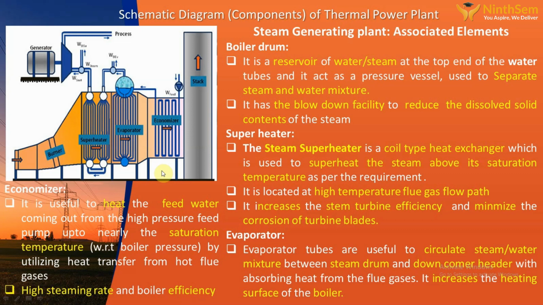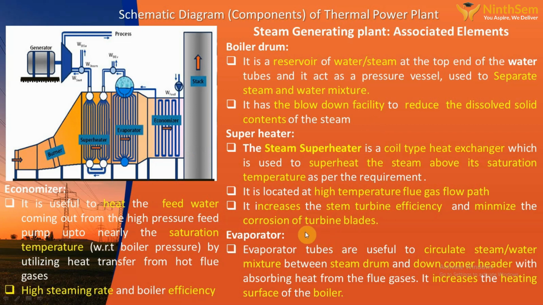So the next one is the superheater. Once the boiler steam is generated, it is further superheated before going to the turbine. The steam superheater is a coil type heat exchanger which is used to superheat the steam above its saturation temperature as per the requirement. It is located in a higher temperature gas flow path. It increases the steam turbine efficiency and minimizes the corrosion of the turbine blades. So this is the superheater.